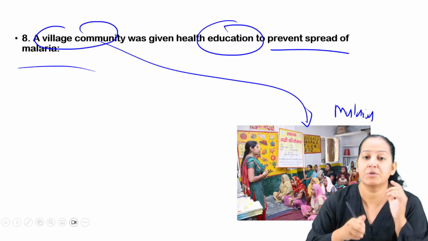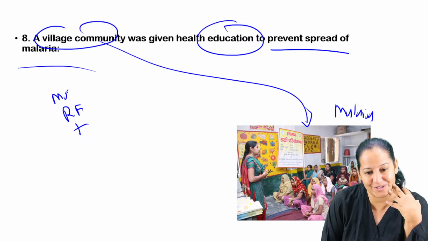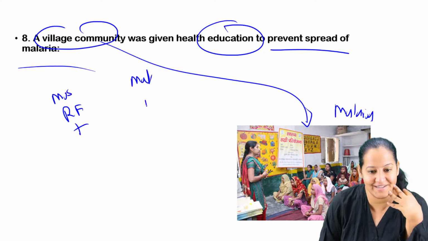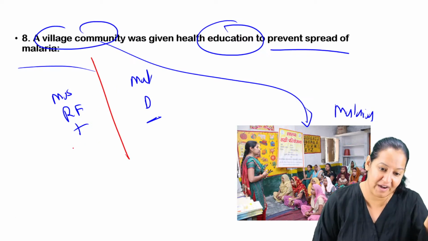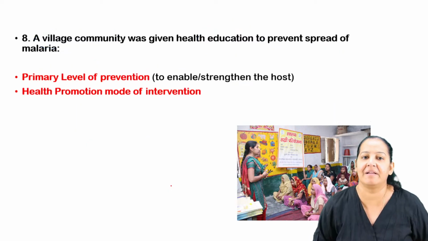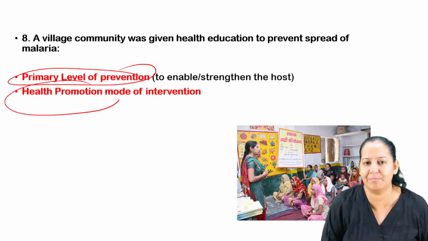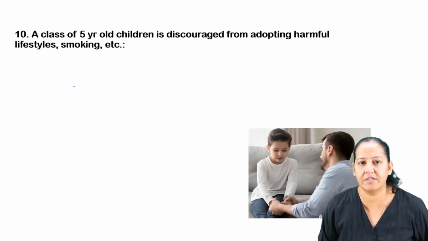So what are we doing? Here the risk factor is already present. The mosquitoes are present in the village. The mosquito is the risk factor. But they don't have malaria yet. The disease is absent, and we are taking action. We are taking action here. So risk factor is present, but disease is absent. So it's a primary level, and it's health promotion. Health promotion or specific protection, whatever you say. Okay, got it. So let's skip it.